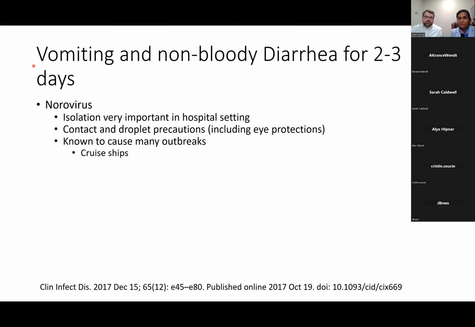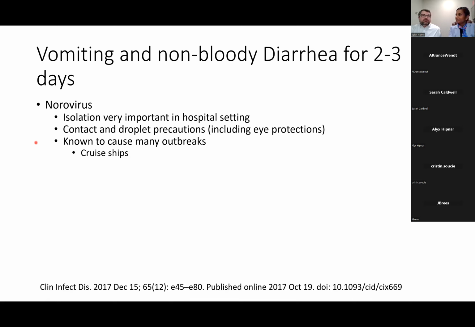And then vomiting and non-bloody diarrhea for 2 to 3 days is norovirus. So when I hear vomiting and diarrhea, the first thing I think of is norovirus. Is that what you think of? So norovirus is the first thing, and part of it is because it's so contagious, and cruise ships are a big one, because the people are all contained and close. So if someone vomits and somebody walks by the vomit, it can be up in the air and kind of all over, and walking by it kind of coats you, right? Yeah. There's kind of a cloud of norovirus.